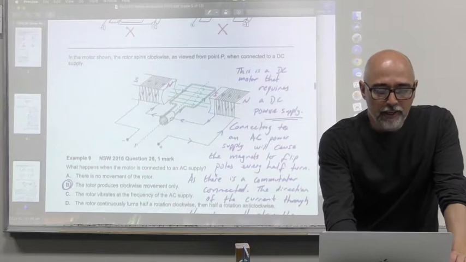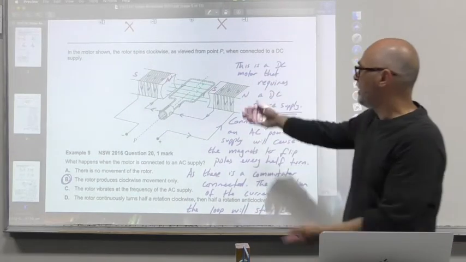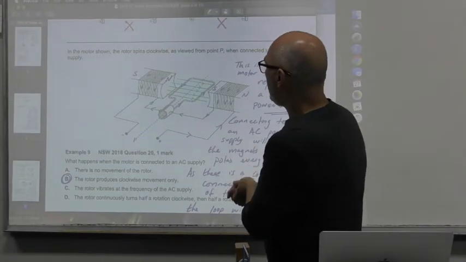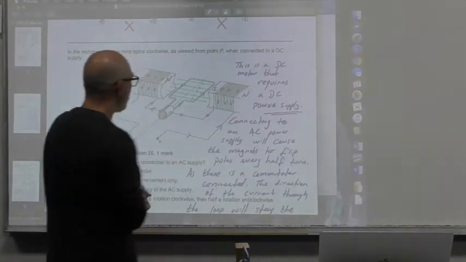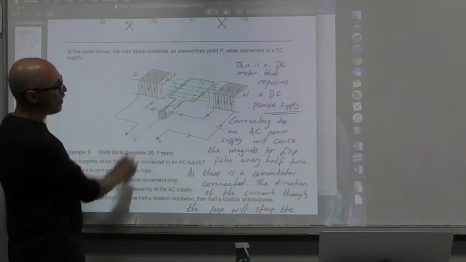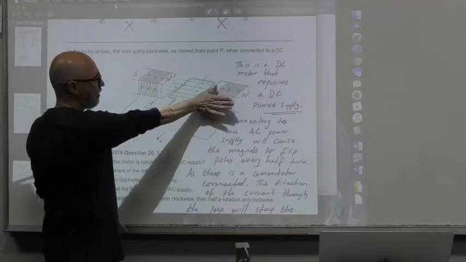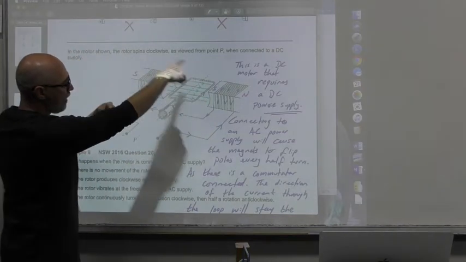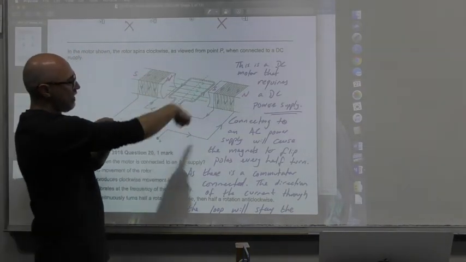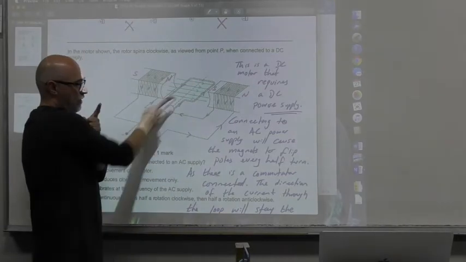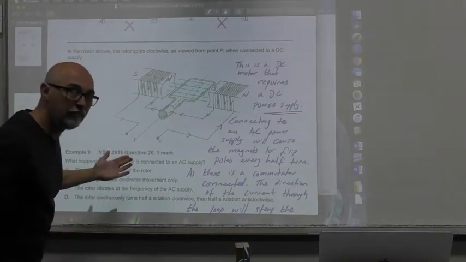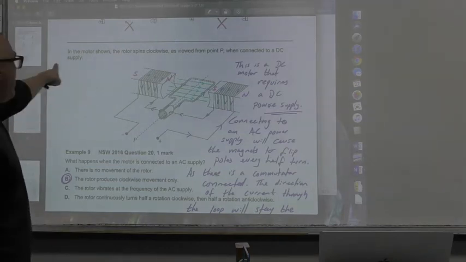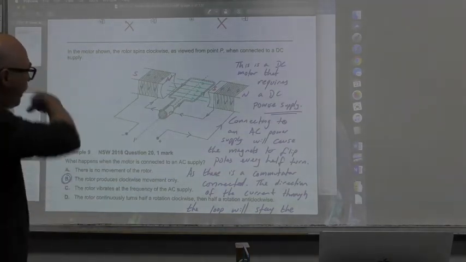Okay, so in this question, in the motor shown, so it's another DC motor, the rotor spins clockwise. So you can actually confirm that. Does it spin clockwise as viewed from the commutator end? Well, the current pushes down this way, which pushes up that way, so it's doing this, which is clockwise from this end. Cool, you're not lying, that's great. When connected to a DC power supply, so yes, beautiful, all right?